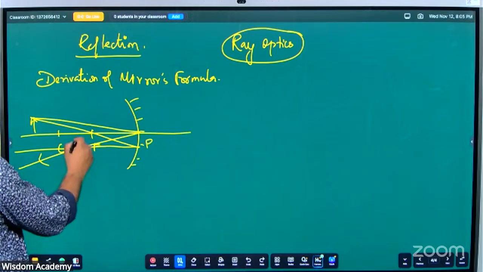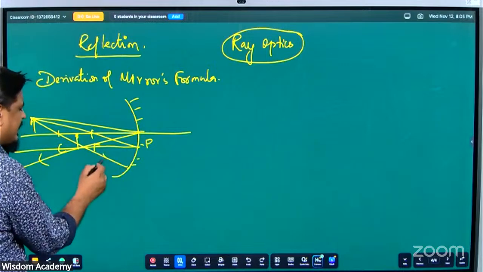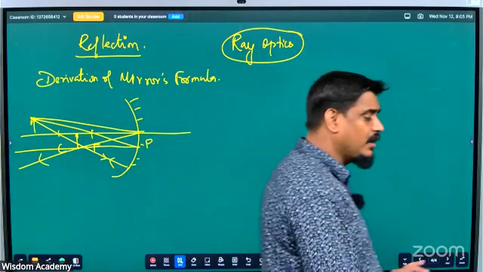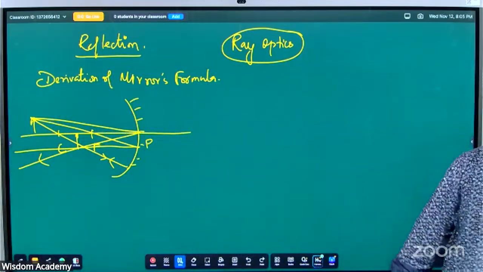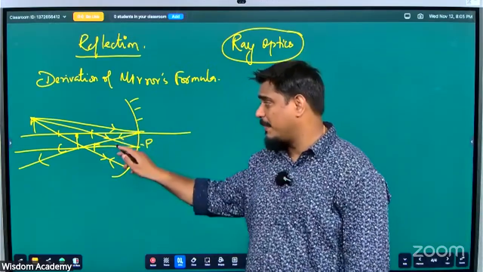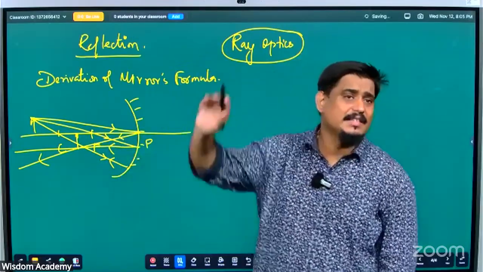And one ray passing through center of curvature will retrace its path. These 3 rays are enough. So keep in your mind, while deriving the mirror's formula, which 3 rays I will take: one ray passing through pole, second ray passing through focus and becoming parallel to principal axis, and third ray passing through center of curvature, retracing its path.